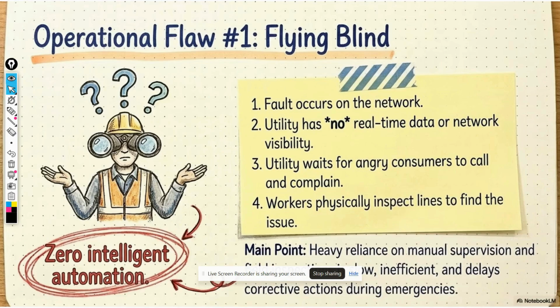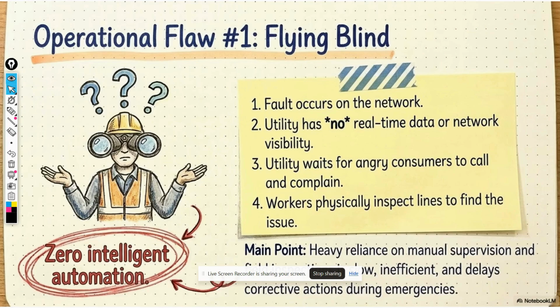Unfortunately, the conventional grid depends heavily on manual monitoring. Field engineers must physically visit substations, transformers, transmission towers, and distribution lines. They inspect equipment, measure electrical parameters, record observations, and then report the findings to the control center. This entire process is slow and labor intensive.